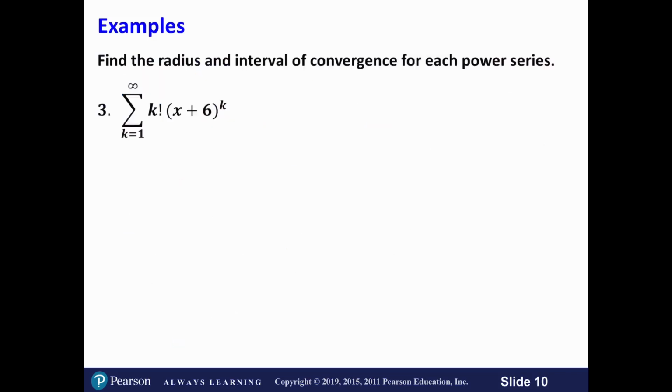All right, let's do another one. Find the radius and the interval of convergence for each power series. This time we have the sum from k equals 1 to infinity of k factorial times x plus 6 to the k power. So once again, this time it's slightly different because we sum from k equals 1 to infinity instead of k equals 0. It makes absolutely no difference whatsoever where we start our sum. So in this case, we start from 1, but that will not change our answer in the least.